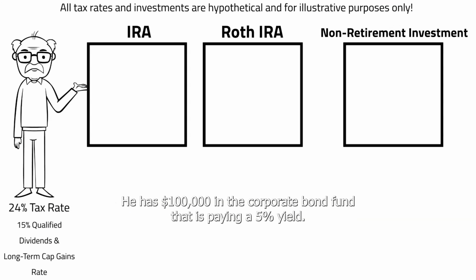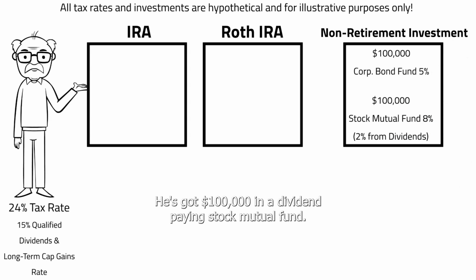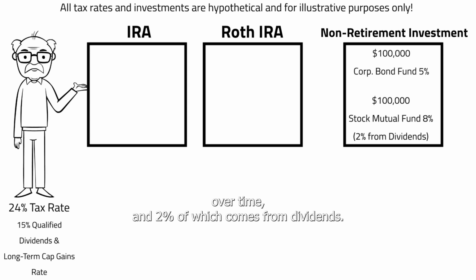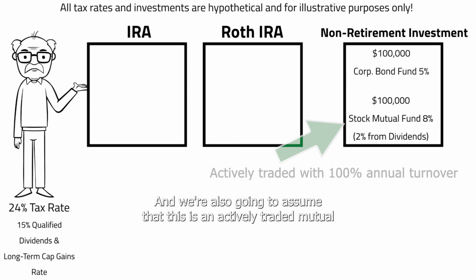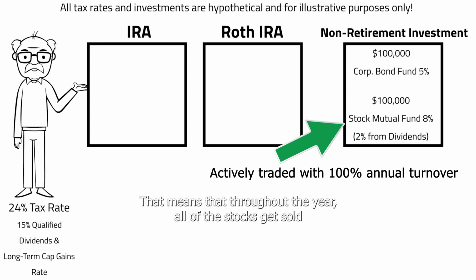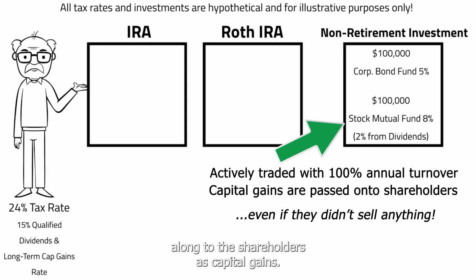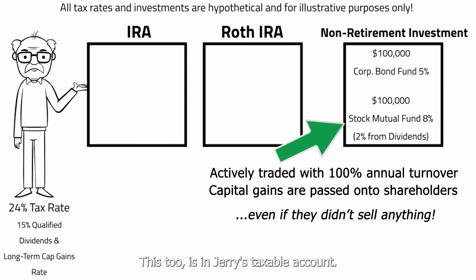He has $100,000 in a corporate bond fund that is paying a 5% yield. He holds this in his taxable brokerage account. He's got $100,000 in a dividend-paying stock mutual fund. And so we're going to assume that this fund returns 8% over time, and 2% of which comes from dividends. And we're also going to assume that this is an actively traded mutual fund with 100% annual turnover. That means that throughout the year, all of the stocks get sold and new stocks are purchased within the fund. And then when that happens, any growth is passed along to the shareholders as capital gains. This too is in Jerry's taxable account.